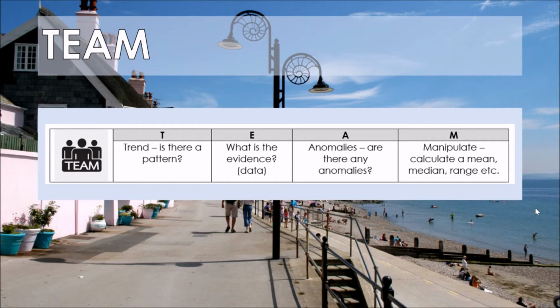Now, we don't always use A, but it might be necessary sometimes depending on our data set. It's important to acknowledge anomalies. Is there something that doesn't fit the trend that you have just spoken about in your T and that you have evidenced in your E? So acknowledging that geography is messy and there will likely be something that doesn't quite fit your overall trend.